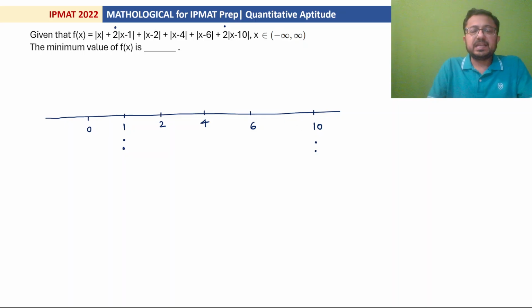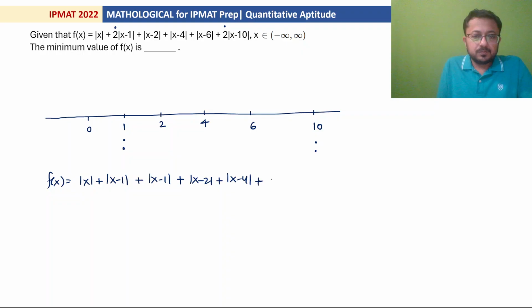This time when we find the median, we'll be putting all these values in ascending order, but we'll be writing 1 and 10 twice because their coefficient is equal to 2. Basically f(x) is equal to mod of x plus mod of x minus 1 plus mod of x minus 1, because the coefficient of mod of x minus 1 is twice, plus mod of x minus 2 plus mod of x minus 4 plus mod of x minus 6 plus mod of x minus 10 written twice.